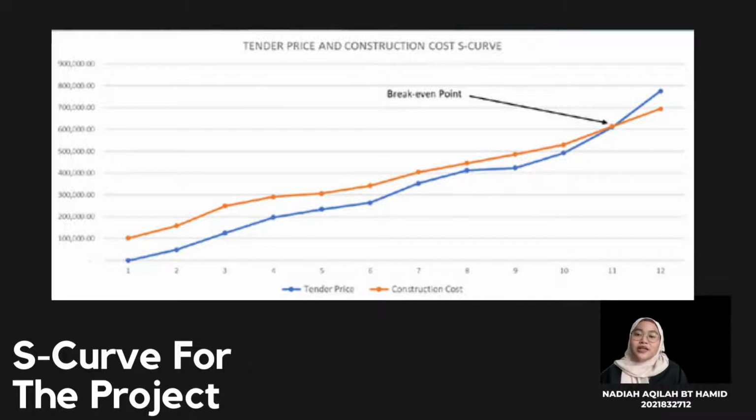construction cost. The break-even point is in the 11th month. Before the break-even point, the contractor had to use his own capital or fund to spend on the project. And after the break-even point, the contractor received the payment and gained a profit from the project. The profit of the project is 10% of the contract price.